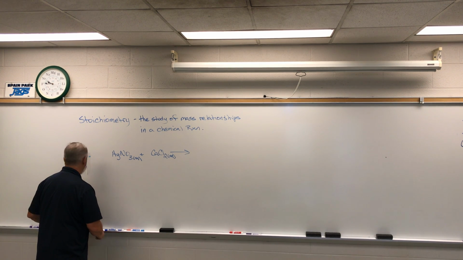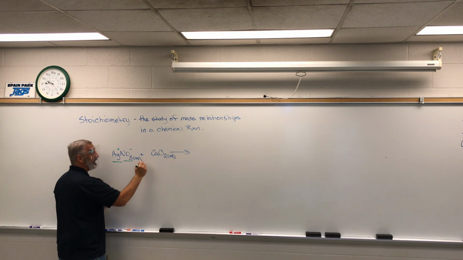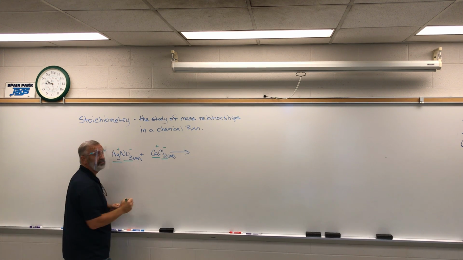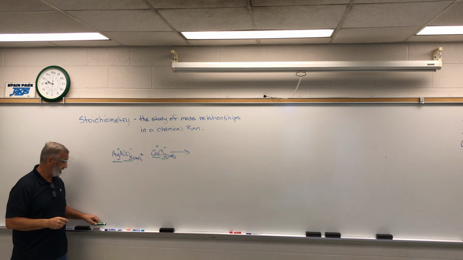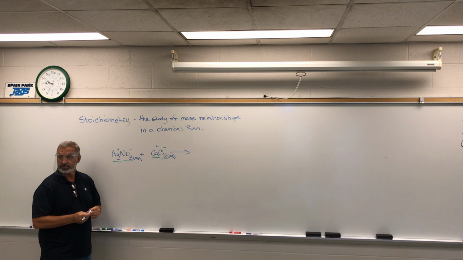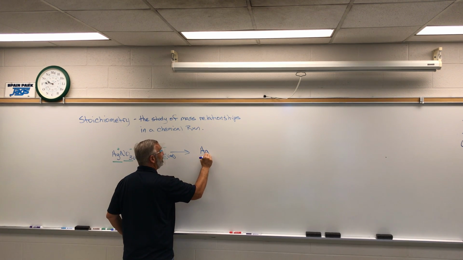If it's really complicated, you're going to have polyatomic ions. So in this case, silver is the positive thing, nitrate is the negative thing. Calcium is the positive thing, chloride is the negative thing. Okay? So what are we going to make? Silver chloride. Silver chloride, and we balance the charge.